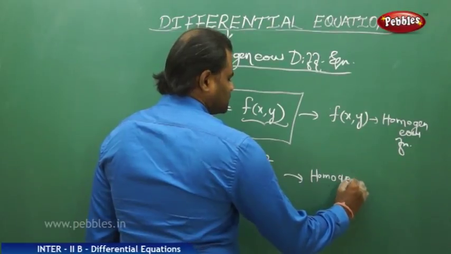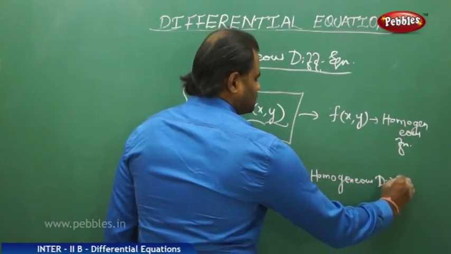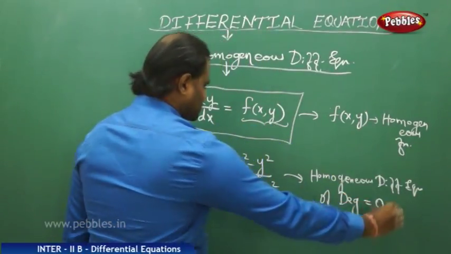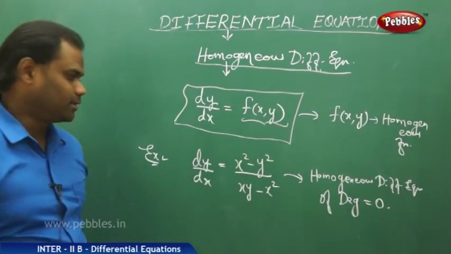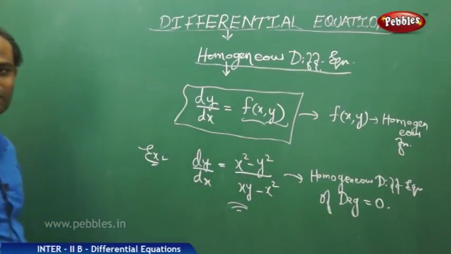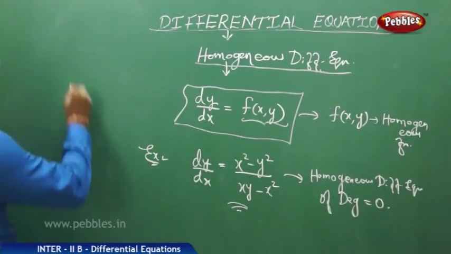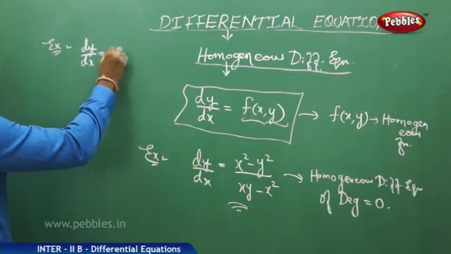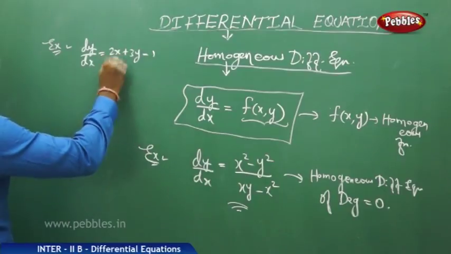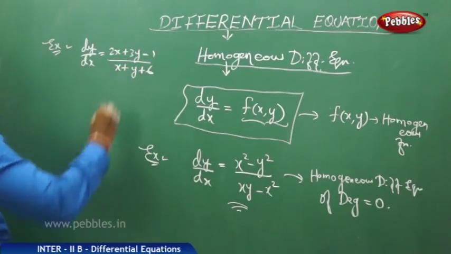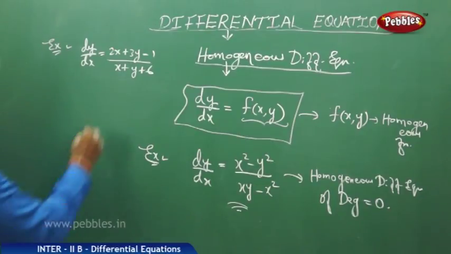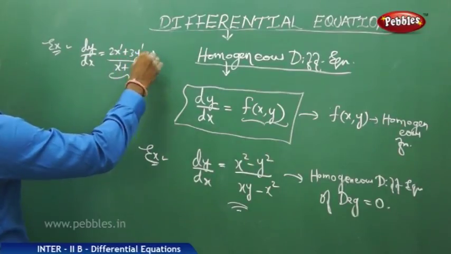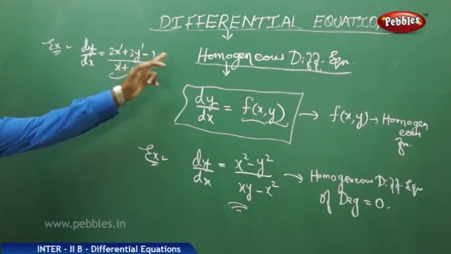It's a homogeneous differential equation of degree 0, because this function has degree 0. And let's take another example. This is not a homogeneous differential equation, because this is not homogeneous: the highest powers are 1, 1 and this is 0, so they are not with equal powers.